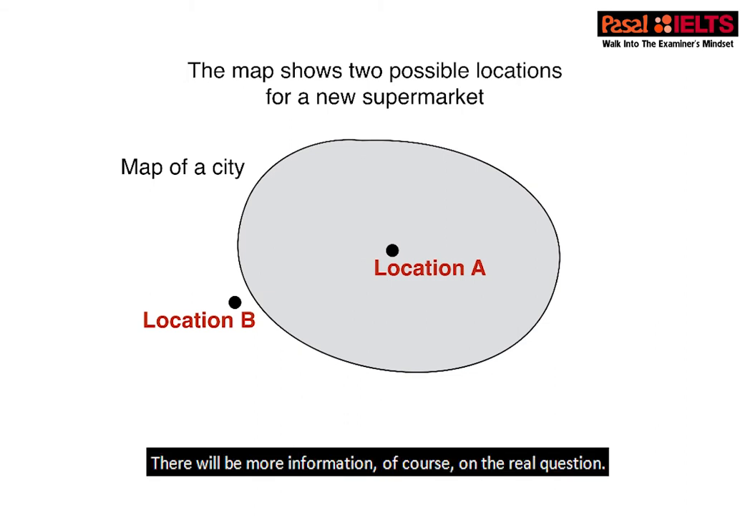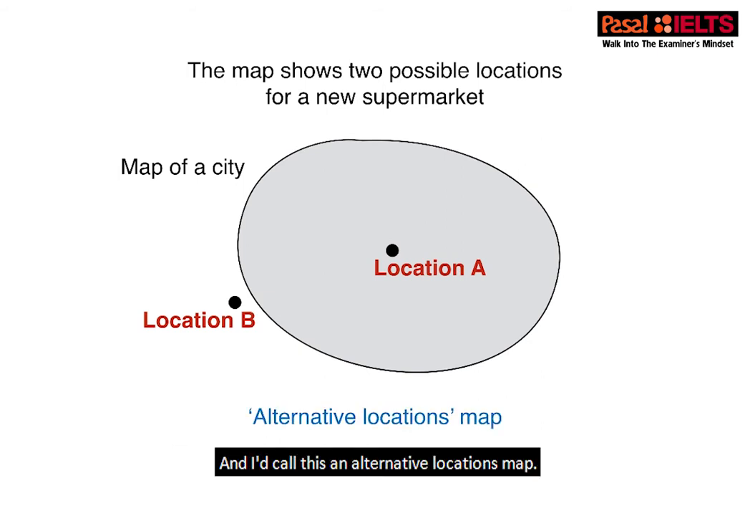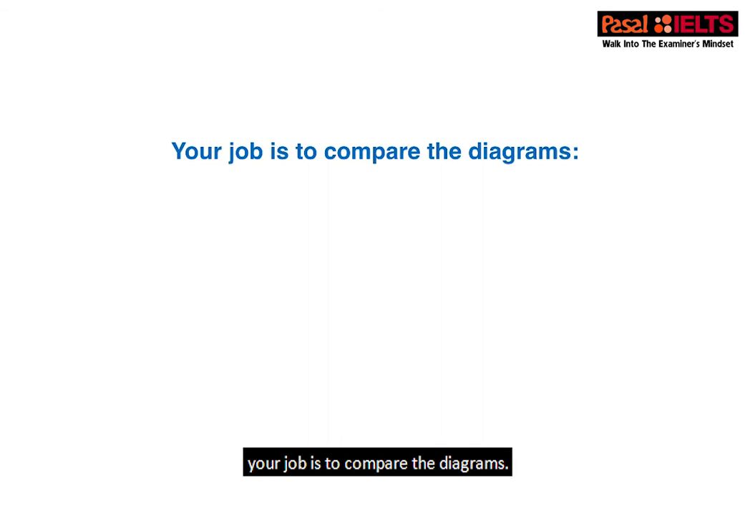There will be more information, of course, on the real question. But here, your job is to compare these two possible locations. A in the centre of the town or city and B outside the city. And I'd call this an alternative locations map. And for all of these types of question, your task is the same. Your job is to compare the diagrams. That's all you need to do.